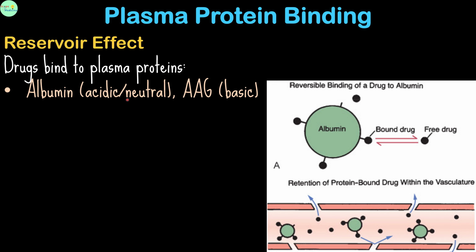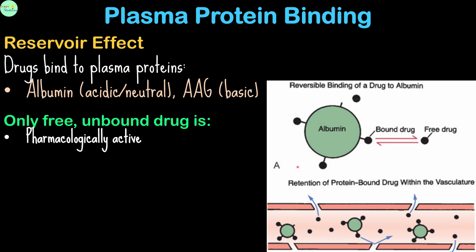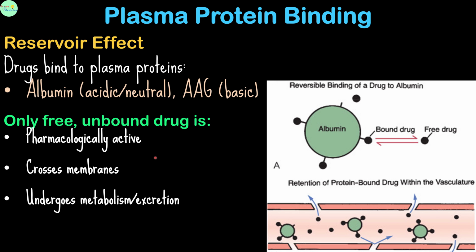Drugs in circulation are often bound to plasma proteins, primarily to albumin for acidic and neutral drugs, and to alpha-1 acid glycoprotein for basic drugs. The key pharmacological principle is that only the free, unbound fraction of a drug is pharmacologically active. Only the free drug can cross capillary membranes to reach its site of action, and only the free drug is available for metabolism and excretion.